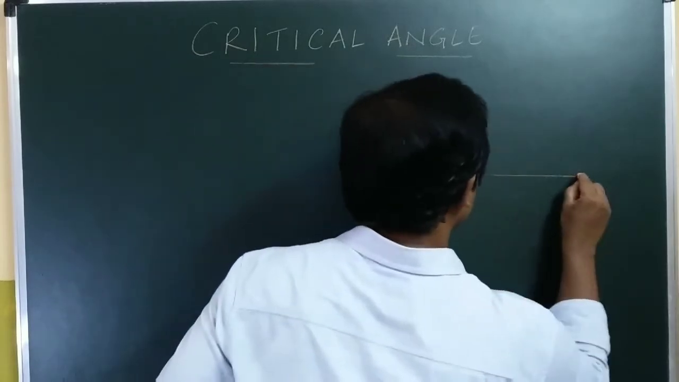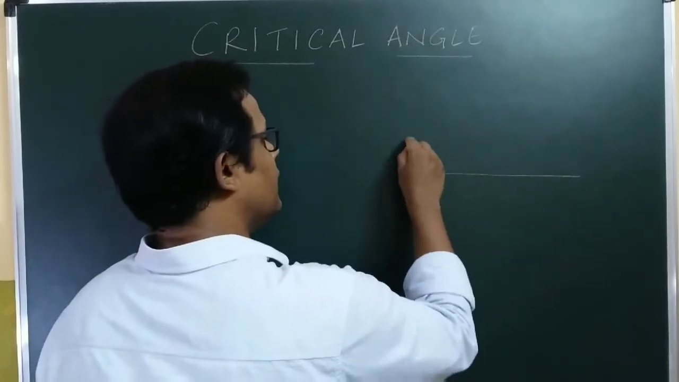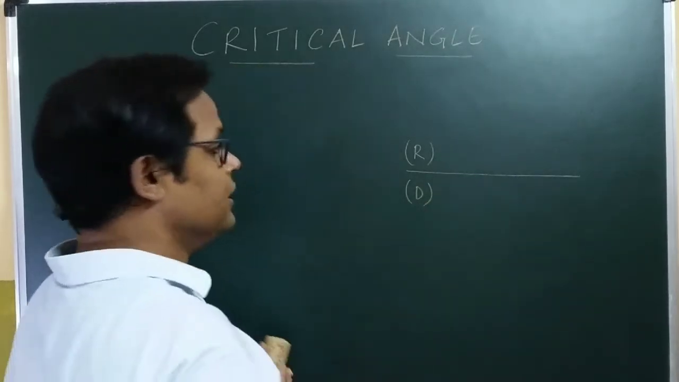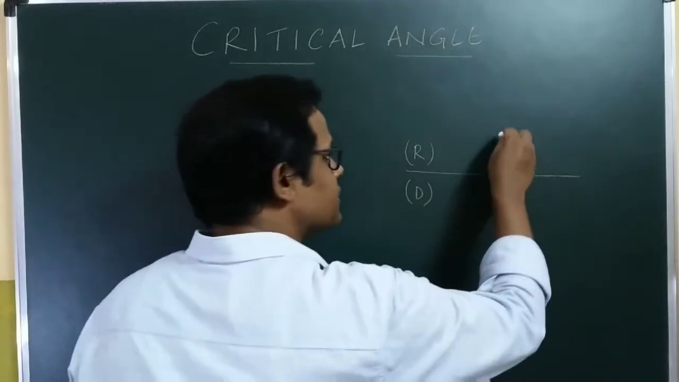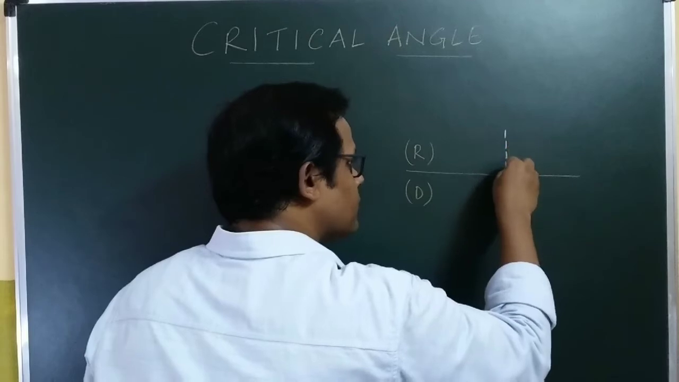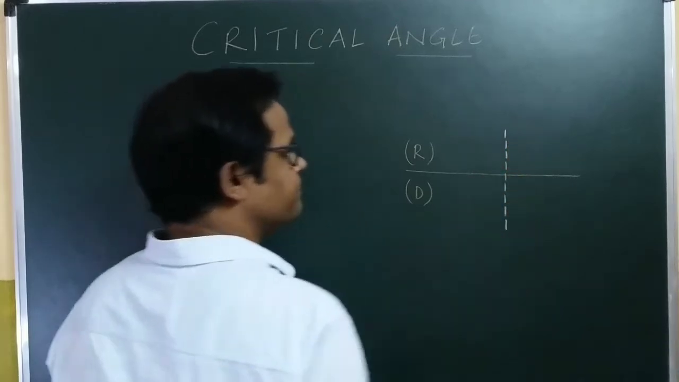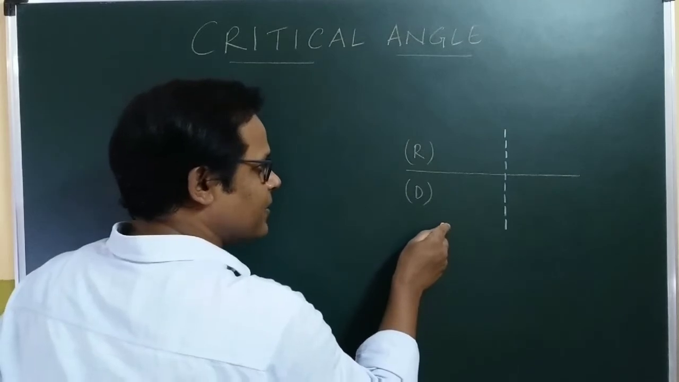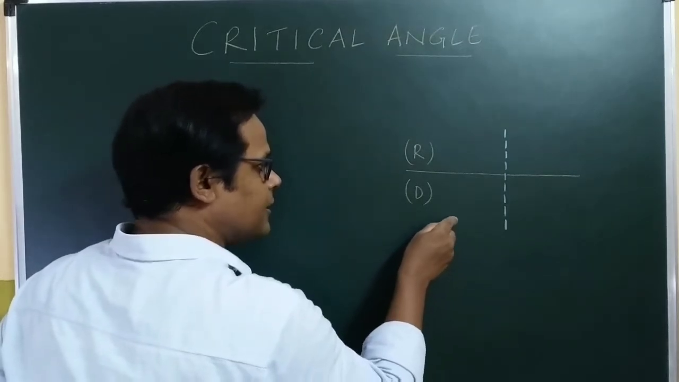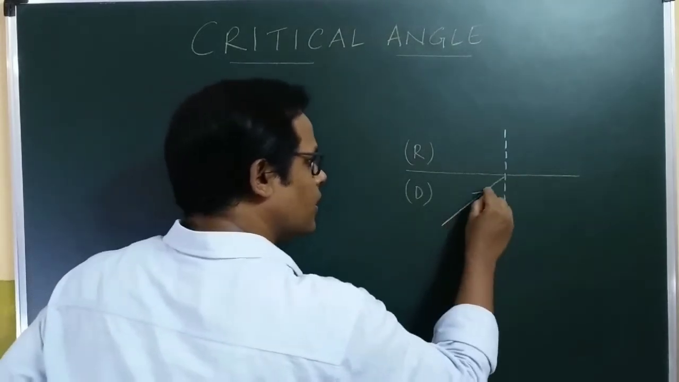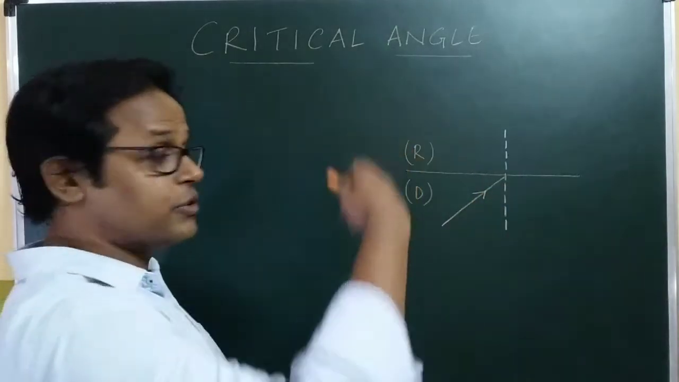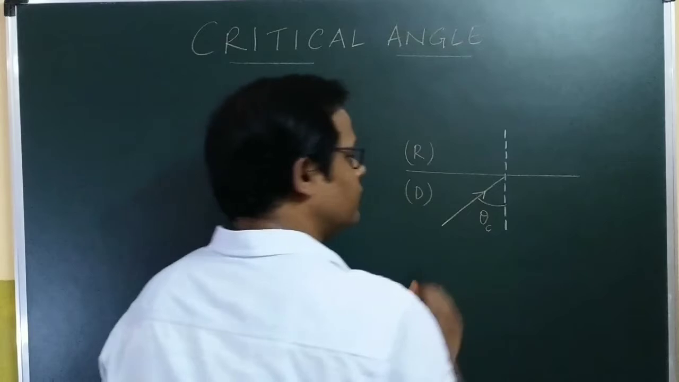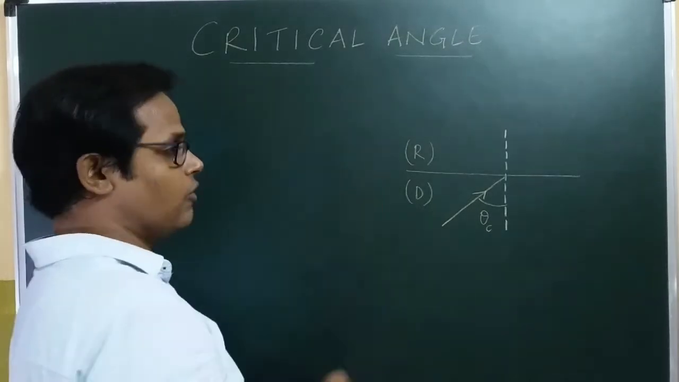So I'd like to redraw the diagram. This was our rarer medium. This is our denser medium. Please observe it closely. Students tend to get slightly confused in such cases. This is our normal. So here, suppose a ray of light is incident from the denser to the rarer medium, and this is your exact critical angle of incidence for this pair of media.